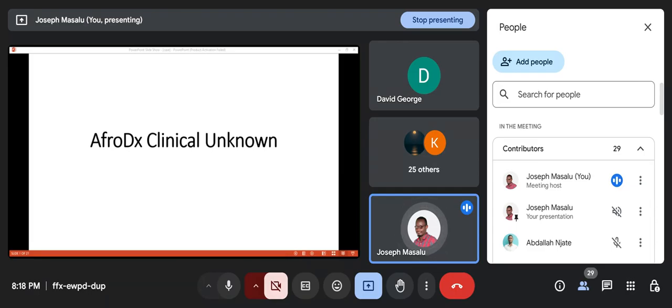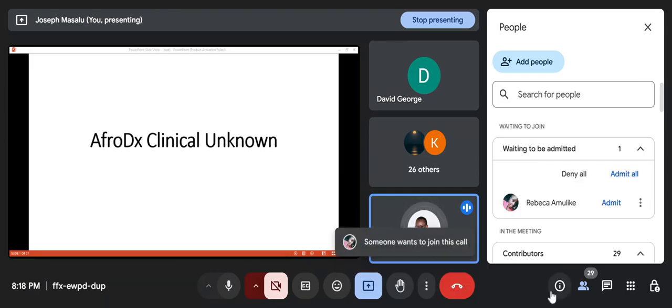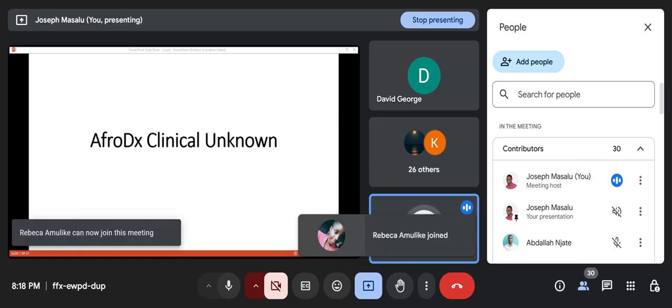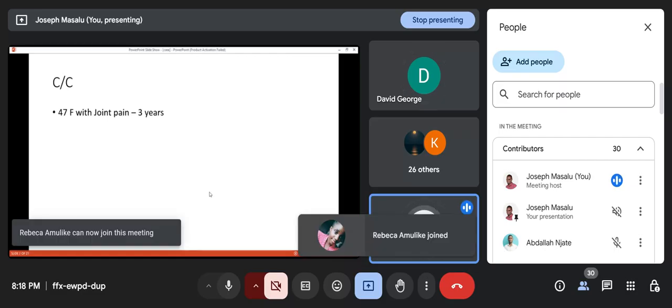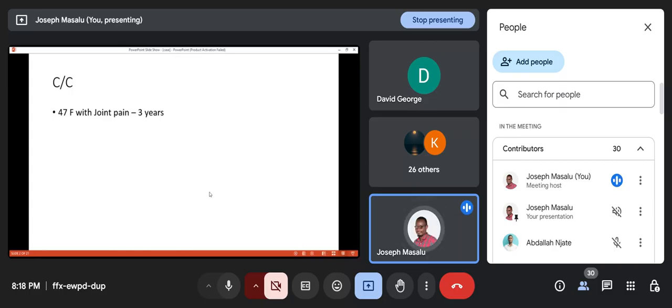So, David, today is an outpatient. This patient walks in your clinic, she's a 47-year-old female. She tells you she has been having joint pains for 3 years.